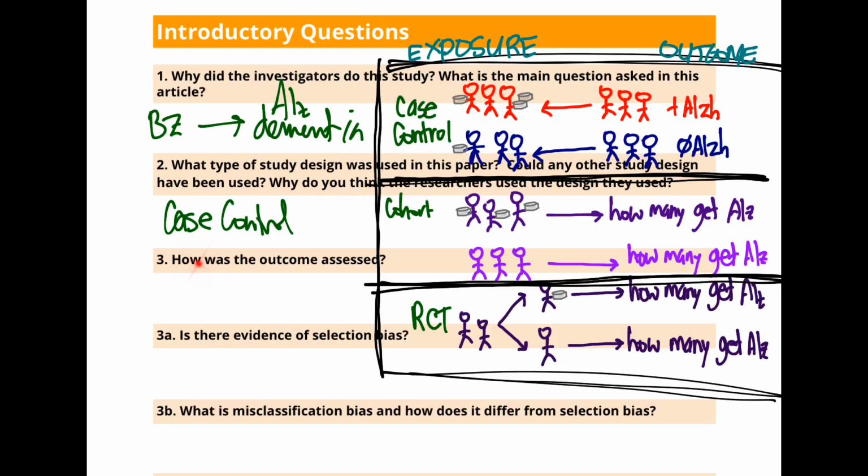The next question asks, how was the outcome assessed? Remember, I put the case control up here as well. We start with the outcome and we move to the exposure in the case control, whereas in the cohort trial we go in the other direction. We start with the exposure and we measure the outcome. It's the same with the randomized control trial. We start with the exposure and we move to the outcome. So the outcome here is who has Alzheimer's disease.